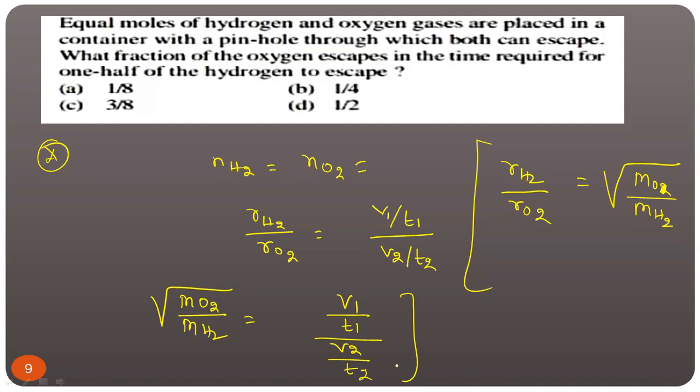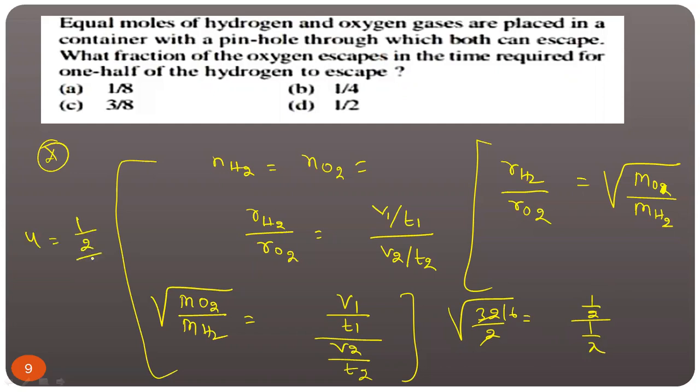In the question, the molar mass of O2 is given as 32, and we know the molar mass of H2 is 2. What is V1? Listen, with a pinhole, what fraction of oxygen escapes in the time required for half of the hydrogen to escape? So we will write 1 by 2 upon 1 upon x. This is 16 times. So what we are getting is root under 16, which is equal to 4.